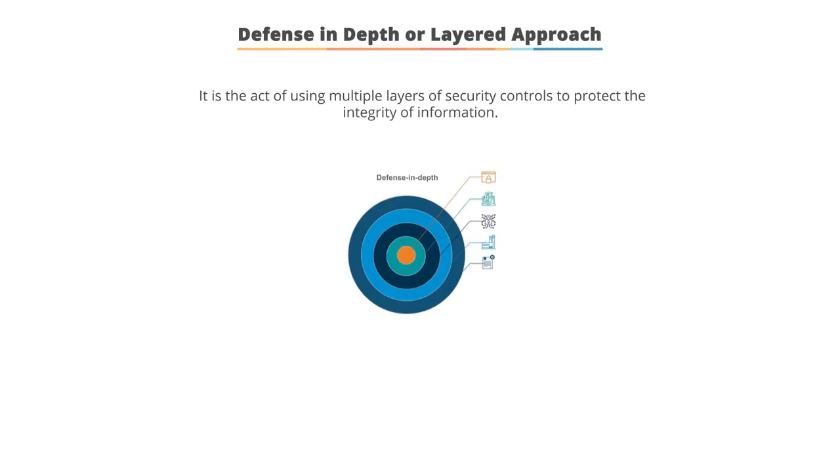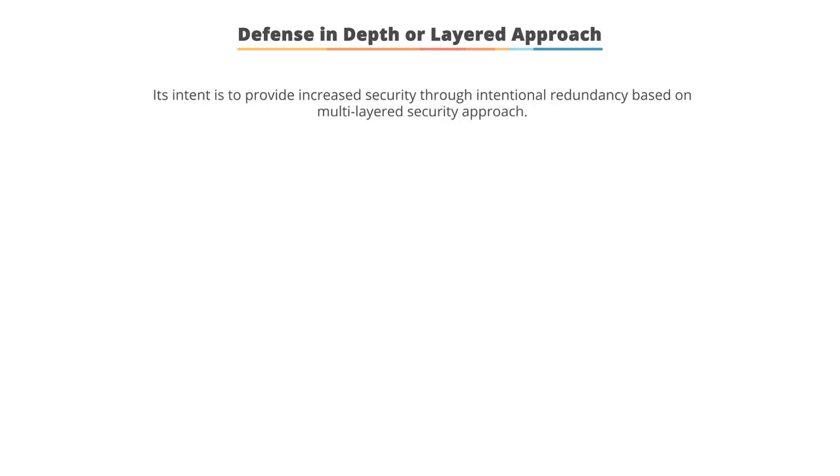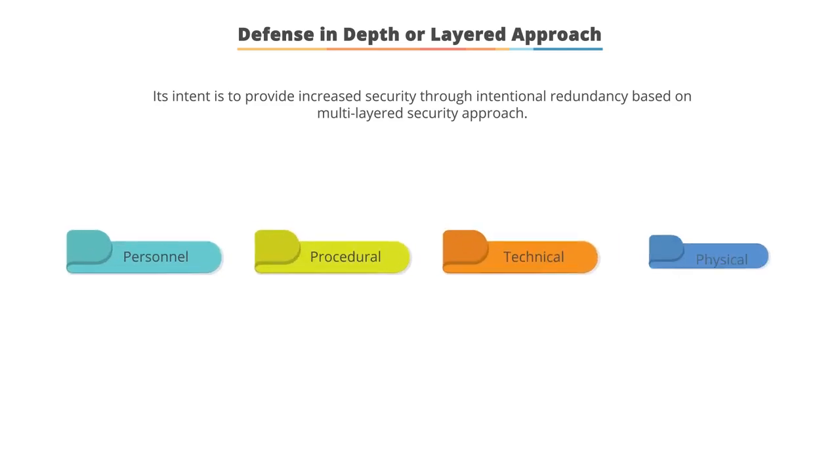Defense in depth is the act of using multiple security measures to protect the integrity of information. Its intent is to provide redundancy in the event a security control fails or a vulnerability is exploited, and it can cover aspects of personnel, procedural, technical, or physical security for the duration of the system's life cycle.